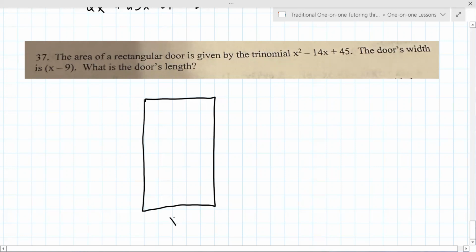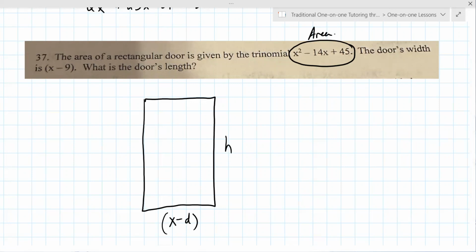The width is x minus 9. We do not know the height, though. We just know the area. Do I divide x squared minus 14x plus 45 by x minus 9? Yes, but you don't know how to do that yet. So there has to be another way.